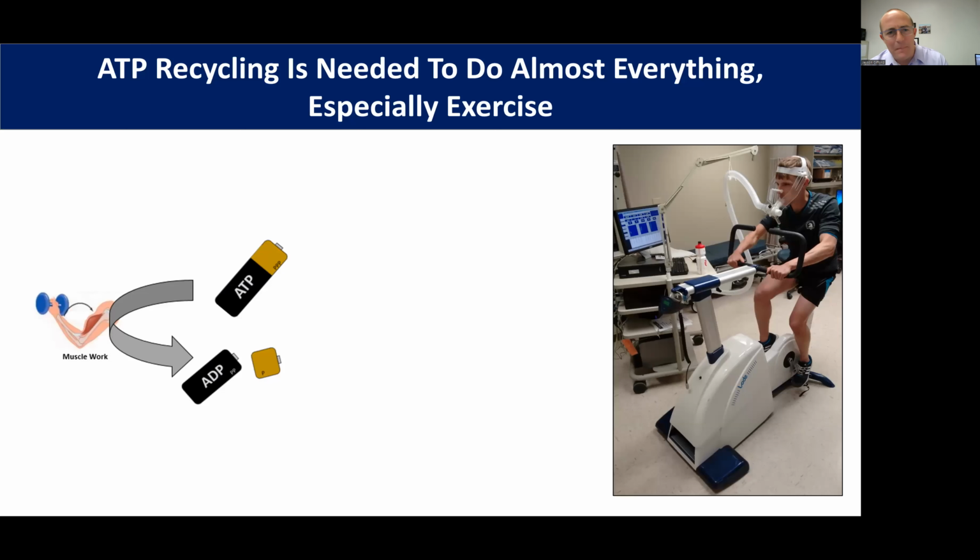So VO2 max is a measure of how much oxygen your body can consume every minute. And the reason that's important is because we primarily use that oxygen to recycle ATP. Your body needs ATP, or this energy source, to perform work. Here I've illustrated ATP as a battery. Your body uses this molecule ATP to power everything, just like a battery.